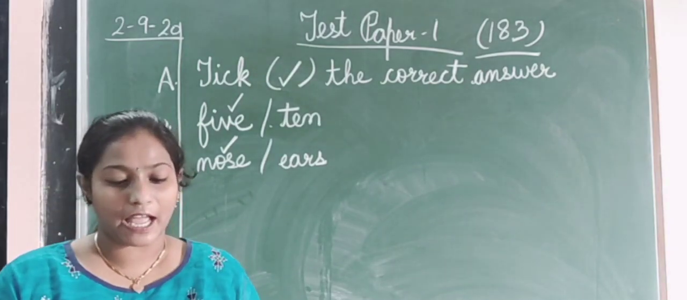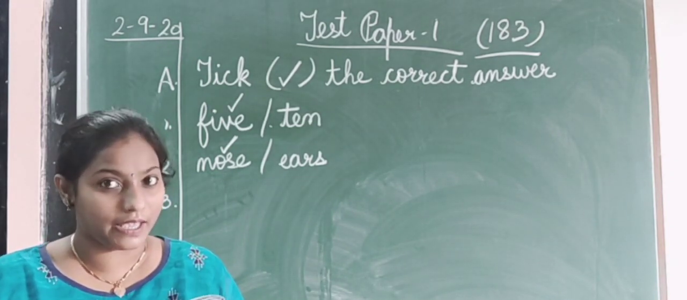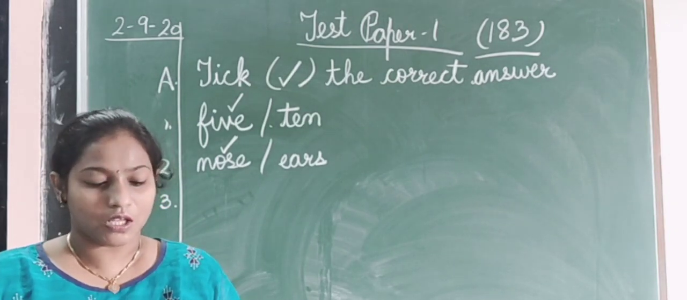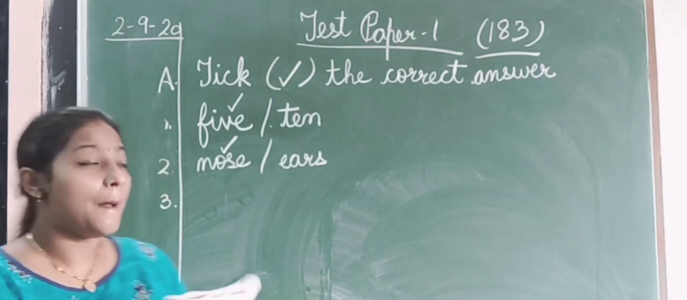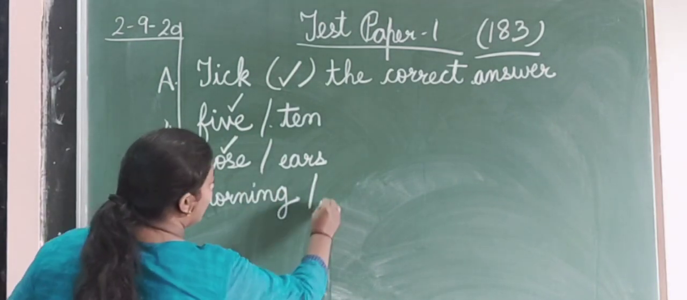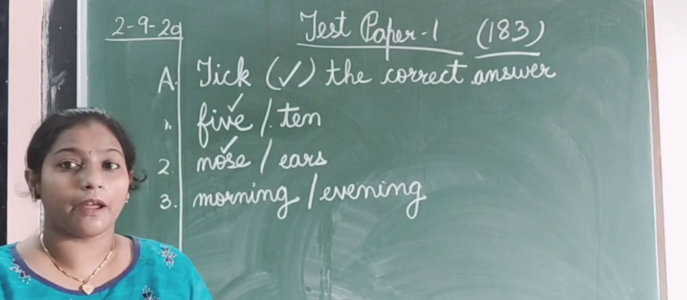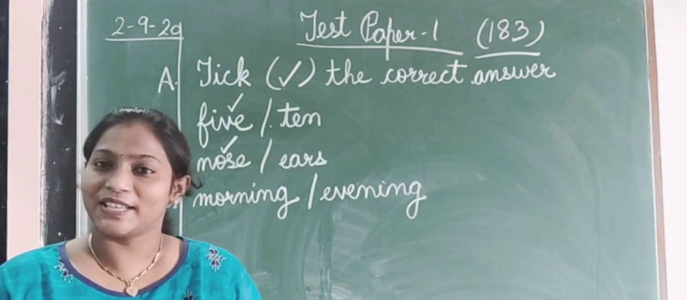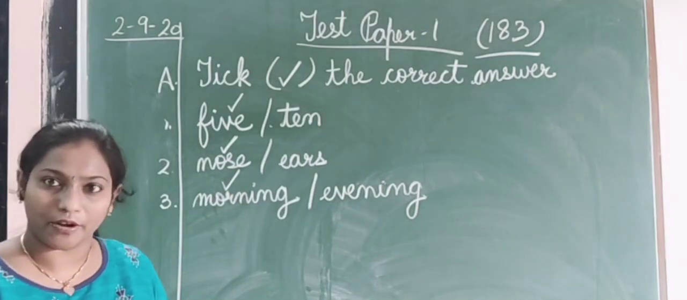Third, we have B-R-E-A-K, break, F-A-S-T, fast, that makes breakfast. Understood that word? Breakfast in the morning, M-O-R-N-I-N-G, or evening, E-V-E-N-I-N-G. When do we have our breakfast? Breakfast is the first meal of the day, the first food you eat in the morning after you wake up and brush. We have it in the morning time. So you are going to put a tick on morning. Understood, students?